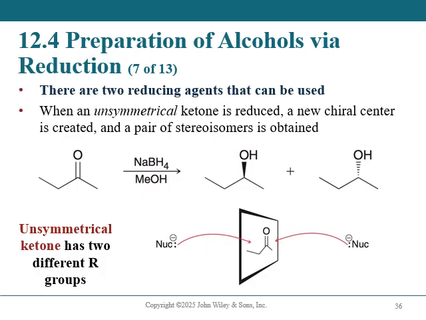When an unsymmetrical ketone is reduced, then a new chiral center is created, and a pair of stereoisomers is obtained as a consequence. So in other words, you get something like this. You have your protic solvent, your reducing agent. You can get one or the other. And if you can get both, then you will get both.